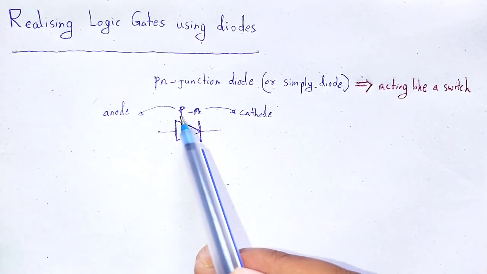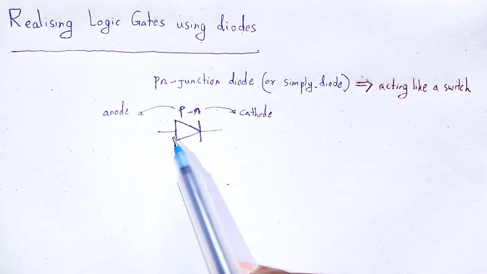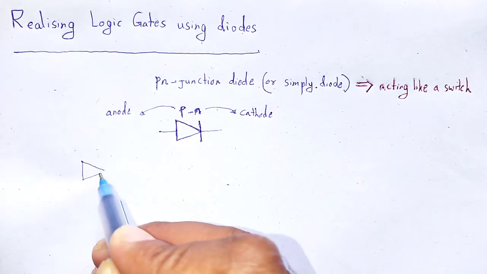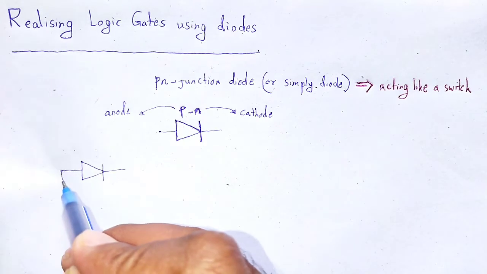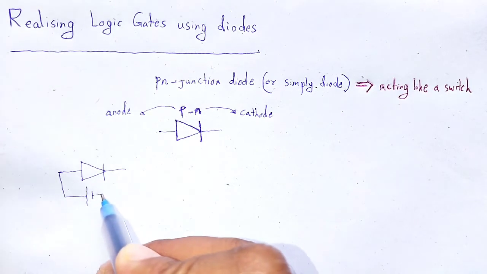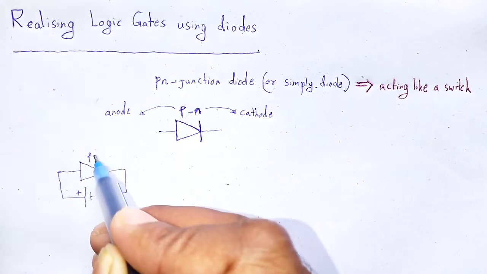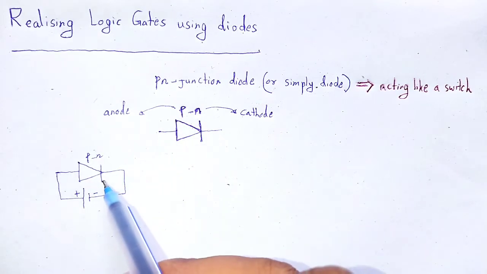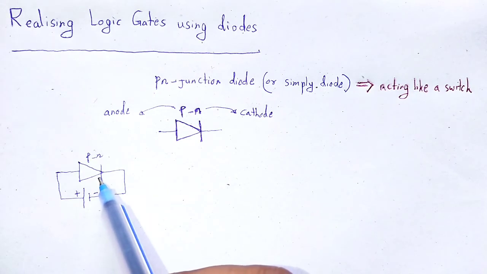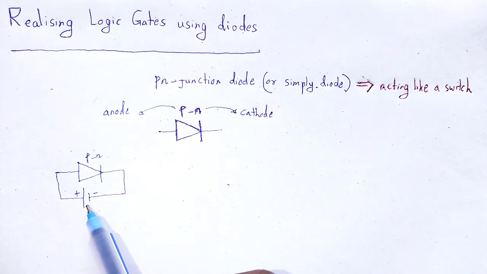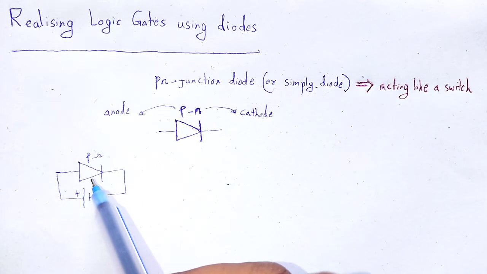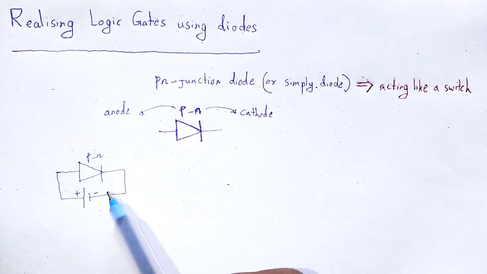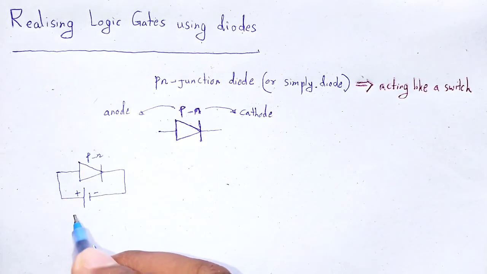When the P type is connected to the positive terminal of the battery and the N side to the negative terminal of the battery, or we can say the anode is connected to the positive terminal and the cathode to the negative terminal, then the interface offers no resistance, so the diode can conduct current. That is known as forward biasing.